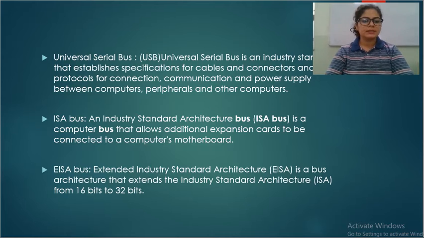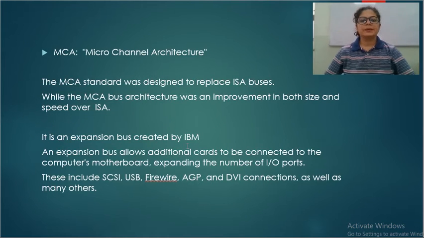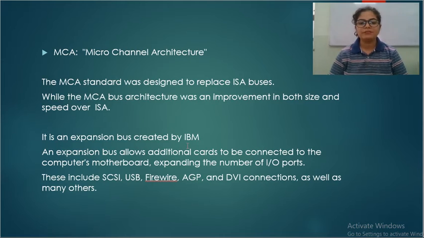Next category is MCA, Micro Channel Architecture. The MCA standard was designed to replace ISA buses. It was developed after ISA. While the MCA bus architecture was an improvement in both size and speed over ISA, so it was an advancement over ISA, it is an expansion bus created by IBM.